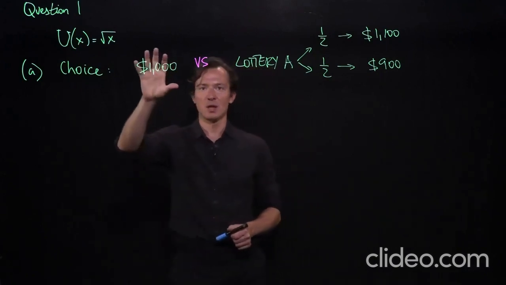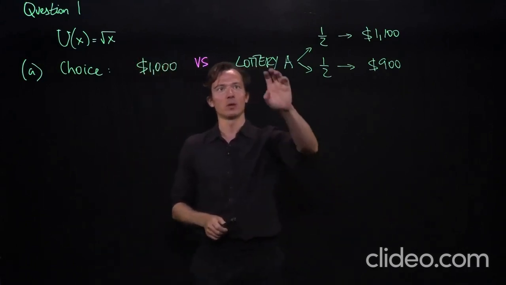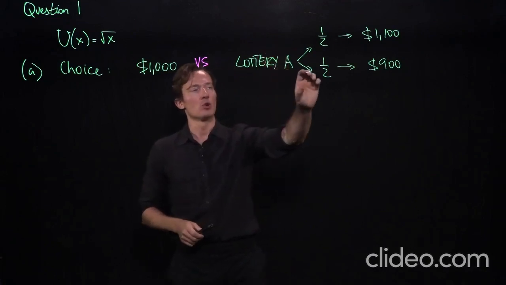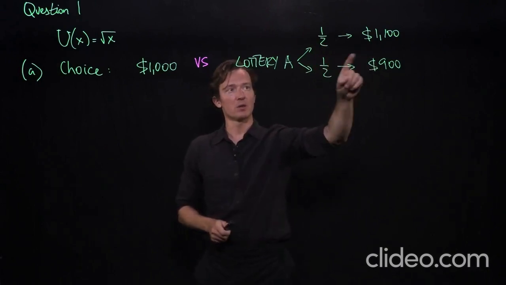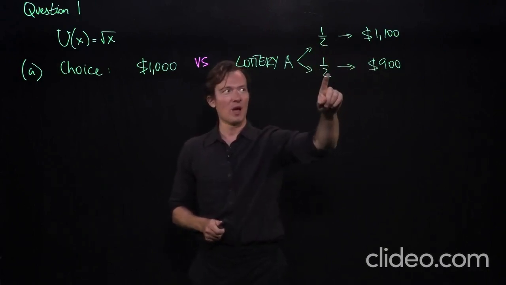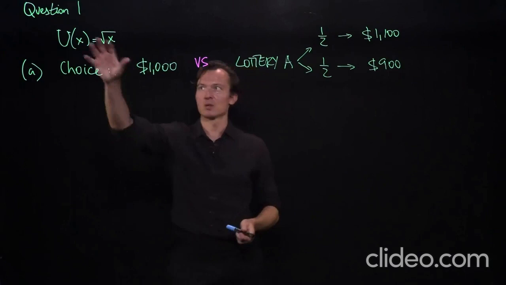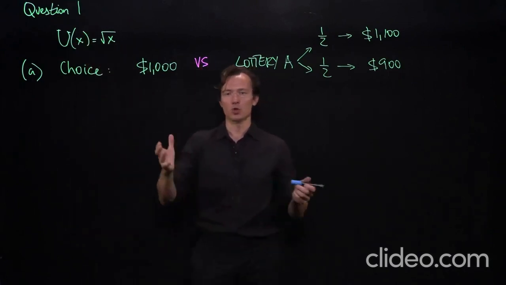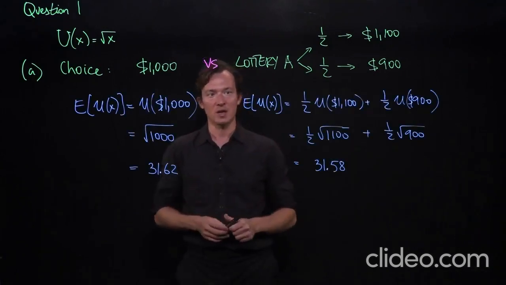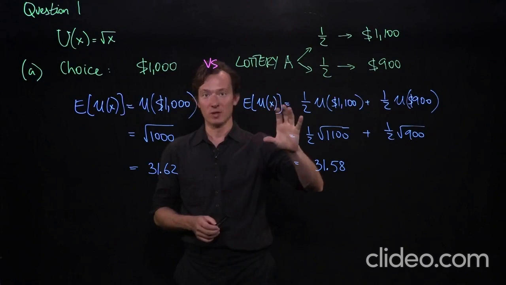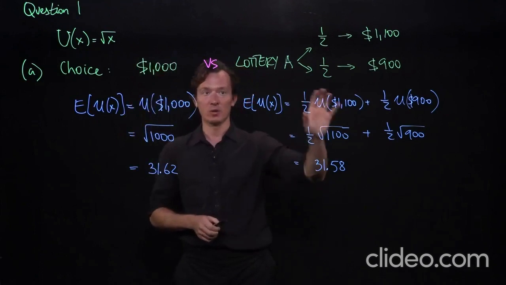Receive $1,000 with probability 1, or participate in the following lottery, lottery A, which with probability 1/2 pays $1,100, and with the remaining probability 1/2 pays $900. So the question is, this investor with this utility function, which of the following two choices does she prefer? What I have done here is I've written the expected utility of this investor for this lottery and for this sure payoff. Let's start with the lottery.